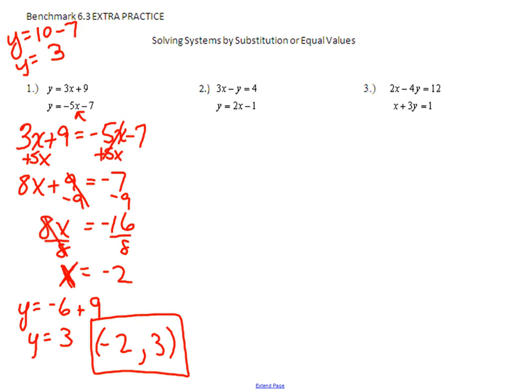Second problem. It's set up where it says y equals something. So it's y equals 2x minus 1. So I can take that something and plug it in for y in the other equation, since they both have the same answer for y.